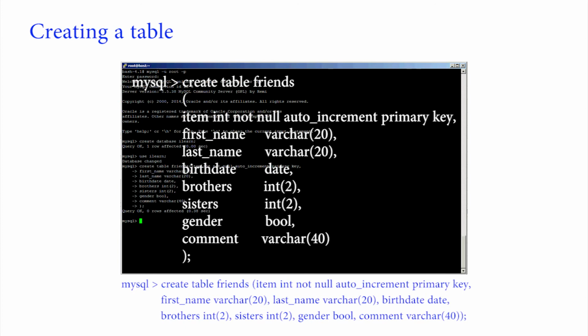Brothers and sisters are both integers. Integers are whole numbers, here with 2 spaces. This means the database can deal with up to 99 brothers and 99 sisters. Is this enough? Gender is the Boolean value that can be true or false, on or off, 1 or 0. We will see later that MySQL writes this as tiny int, but this can be forgotten for the moment. Finally, there's a text field for comments with up to 40 spaces. If data longer than any of these fields is entered, then it will be lost.